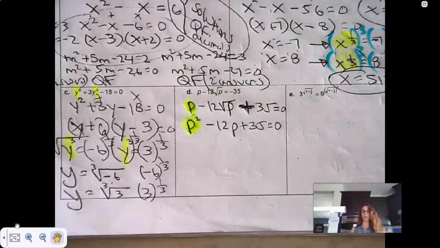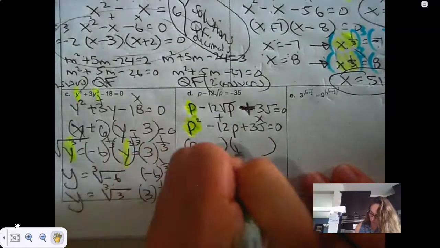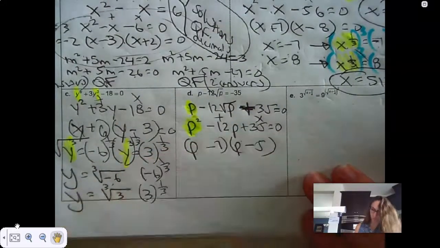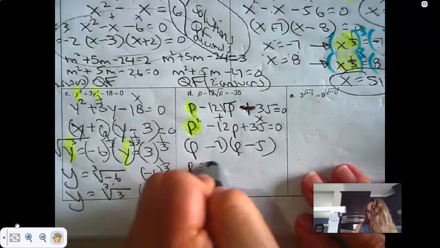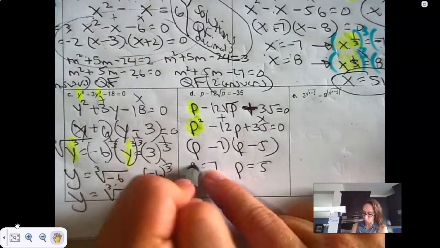So I'm making it even bigger. Normally I'm making it smaller. Two numbers that multiply to get 35 and add to 12 are 7 and 5. P equals 7, P equals 5. Okay? But that's when it was p squared.